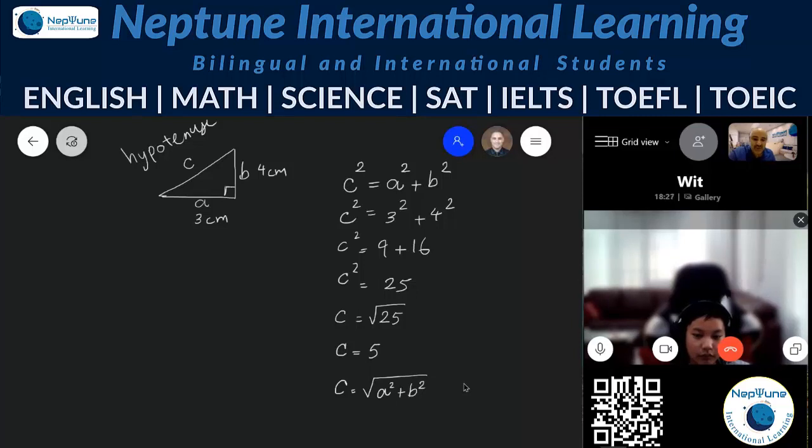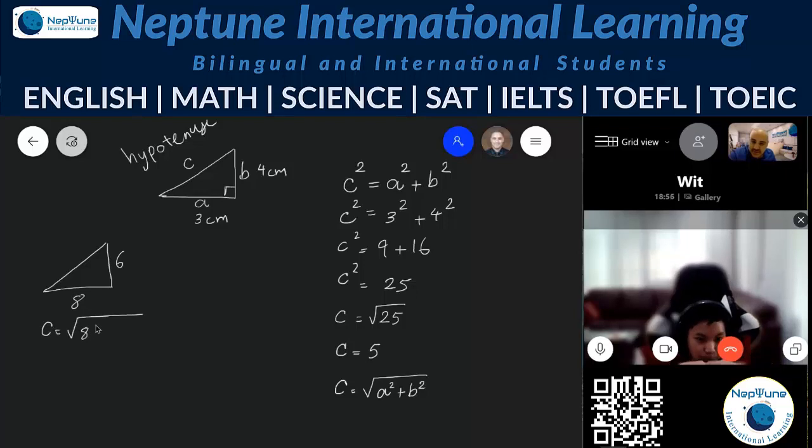Do you get it? Let me give you another example. What if I make another one and I tell you this is 6? My picture is funny. This is longer than that. So this should be 4. This should be 8. Anyway, this is 8. This is 6. What about C? What is the hypotenuse? How do we do it? So C equals to?